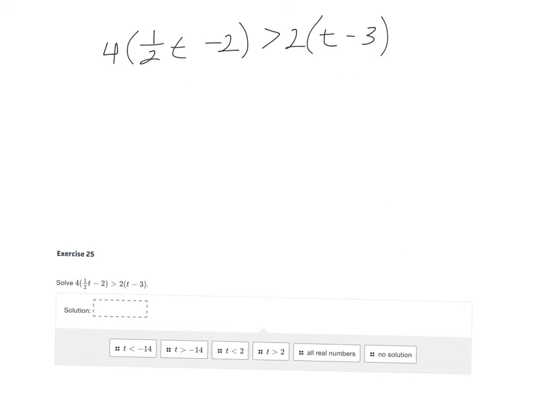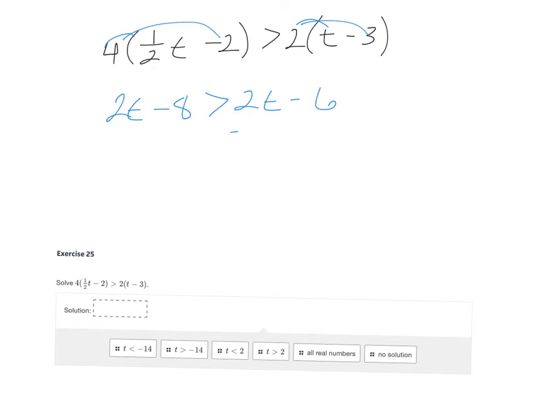Exercise number 25, we're going to do distribution again. 4 times half. What's half of 4? Half of 4 is 2, t. And then 4 times negative 2 is negative 8, is greater than 2 times t is 2t. 2 times negative 3 is negative 6.